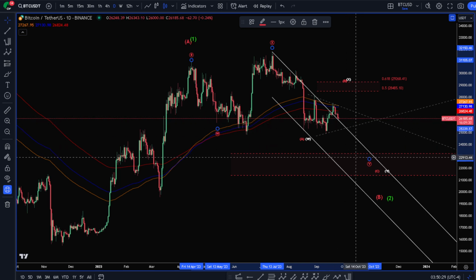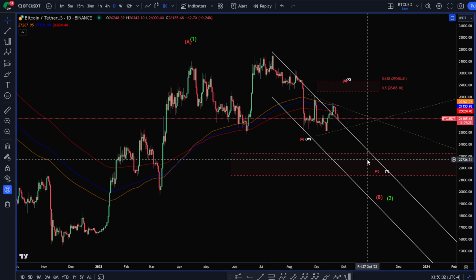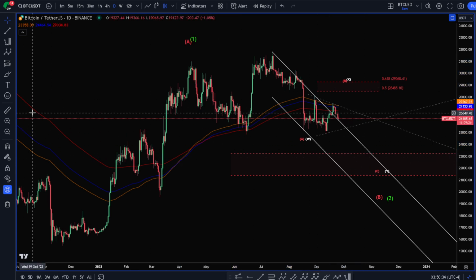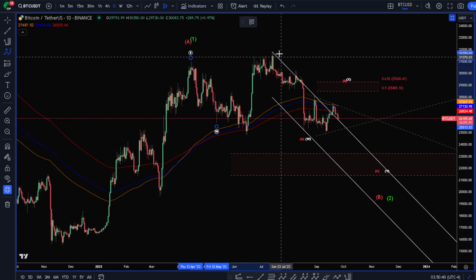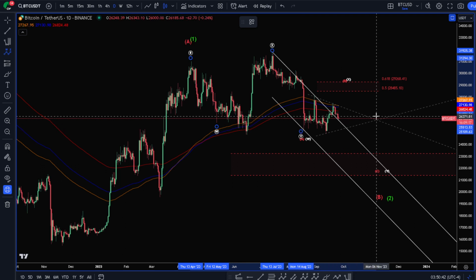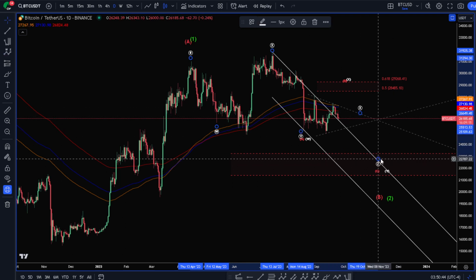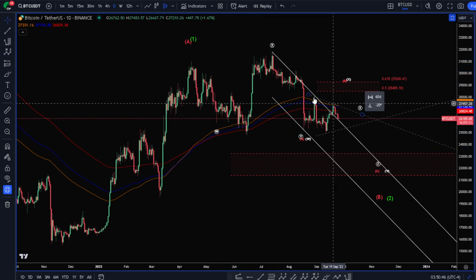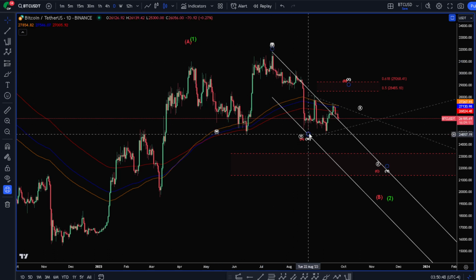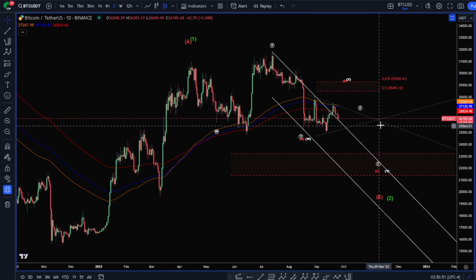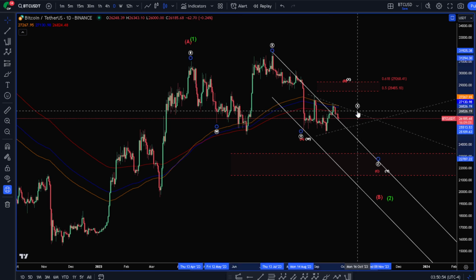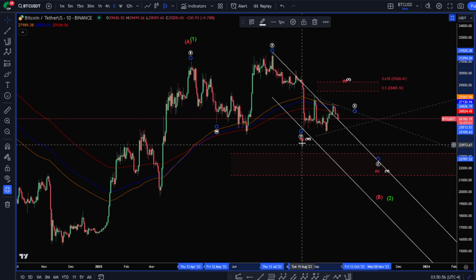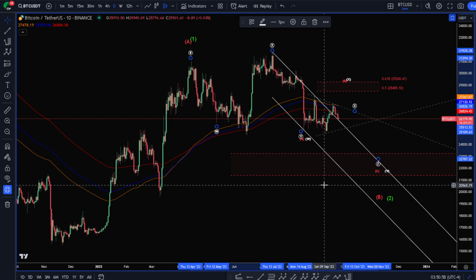So if that were to happen and we get a triangle and break to the downside here, I would expect this to be a WXYXZ, like so. We get zigzag here, zigzag here. At the end of the triangle, we'd expect a zigzag here to the downside. So that's one consideration I would make to adjust my entire counts.